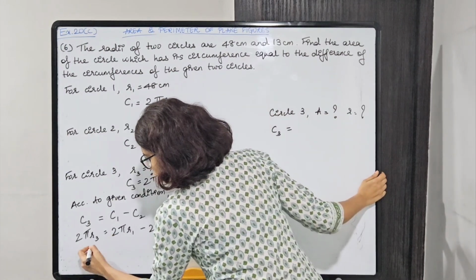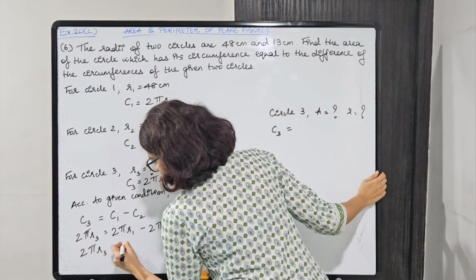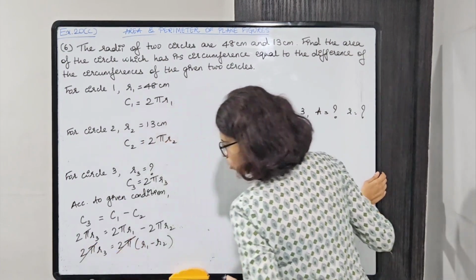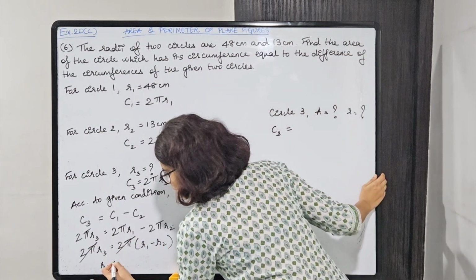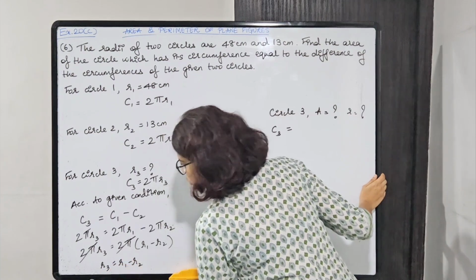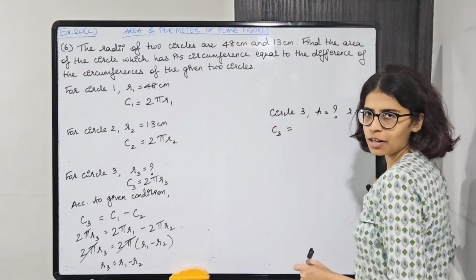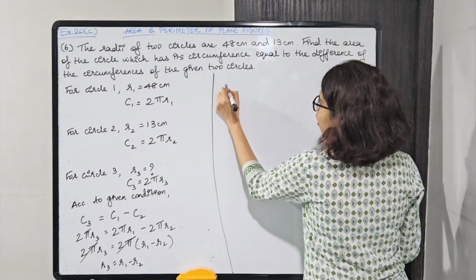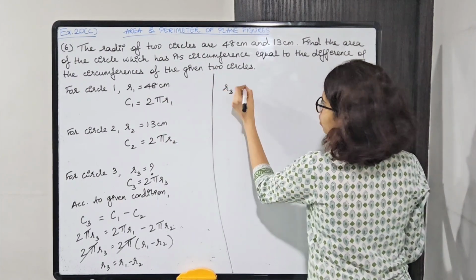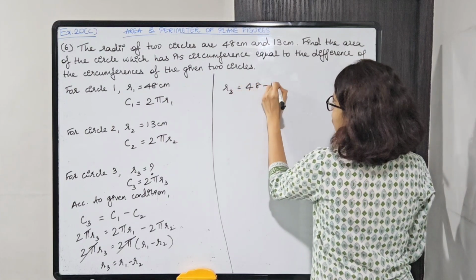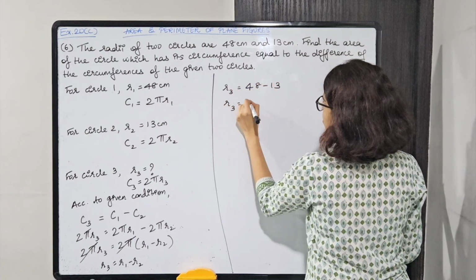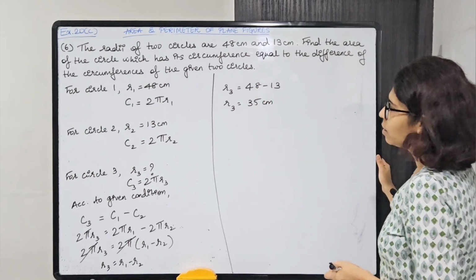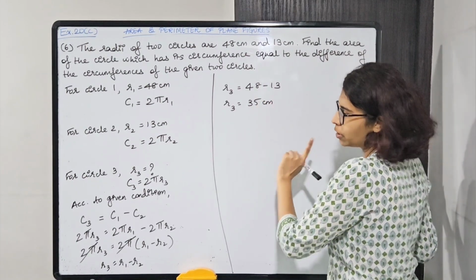2 pi will cancel. 2 pi cancelled. So we are left with R3 is equal to R1 minus R2. Let's put the values of R1 and R2. So R3 is equal to 48 minus 13. So it is 35 centimeter. So the radius of the third circle, we got R3.